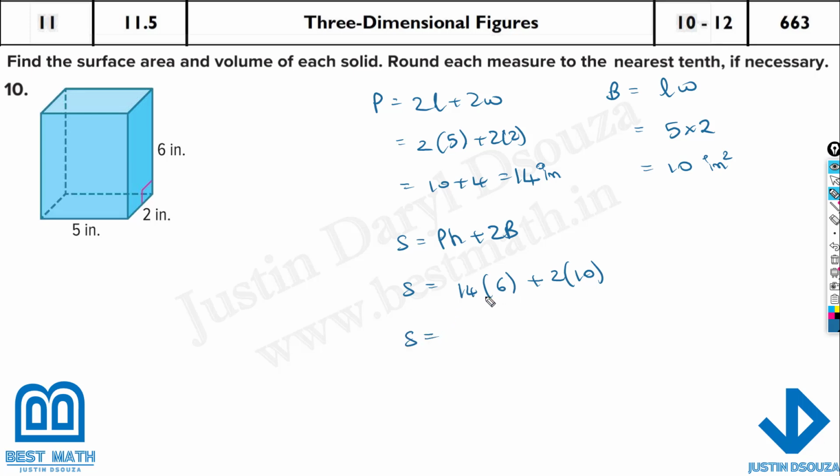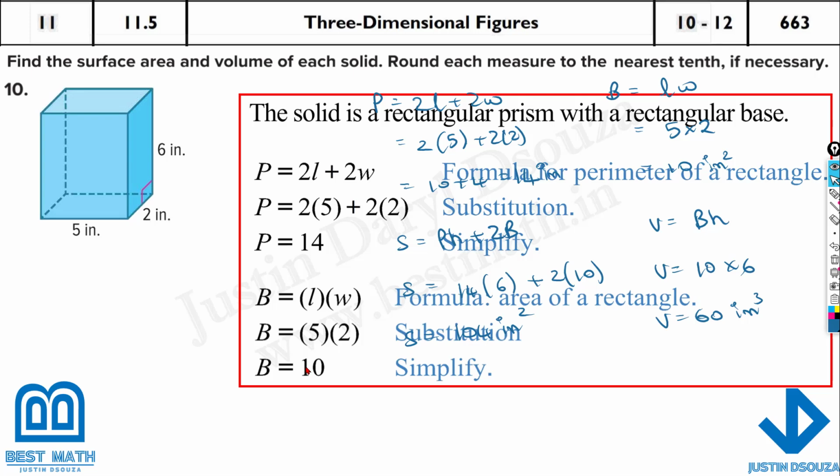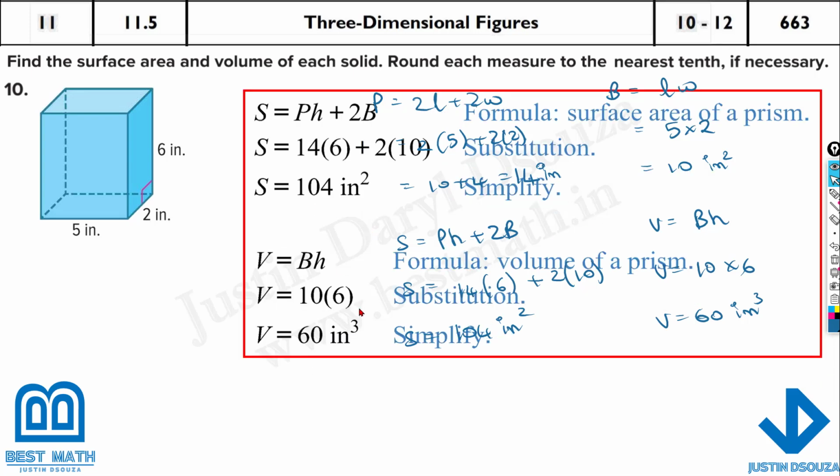So here 14 times 6 is 84. 84 plus 20 will be 104 inches squared. And what about the volume? Volume is just B and H, which is very simple. B is 10 times 6. It's 60 inches cubed. That's the answers. So here we go. P, B, then we can find the surface area and the volume. P and B are 14 and 10, and then the surface area was 104 inches squared and volume is 60 inches cubed.